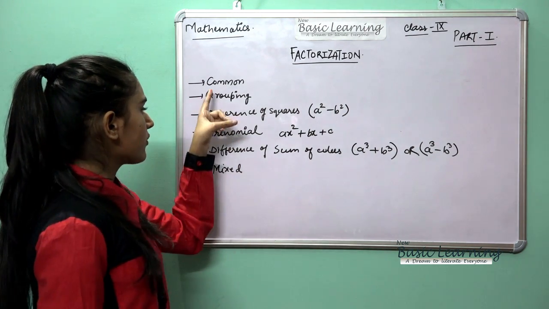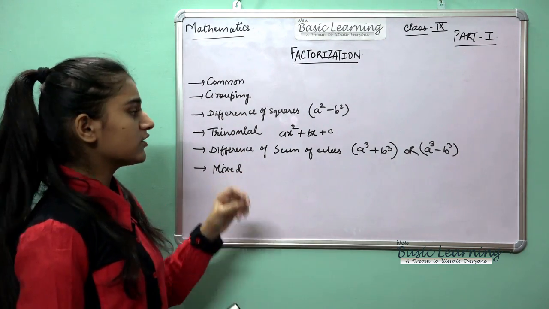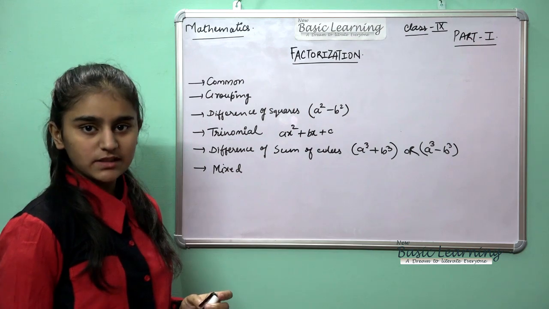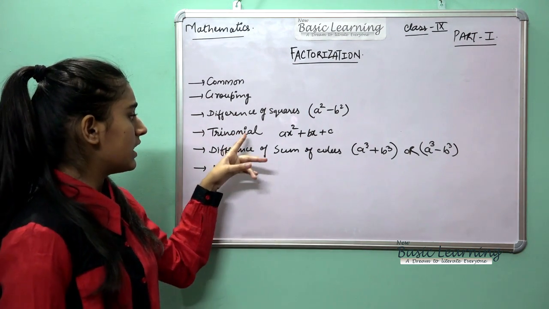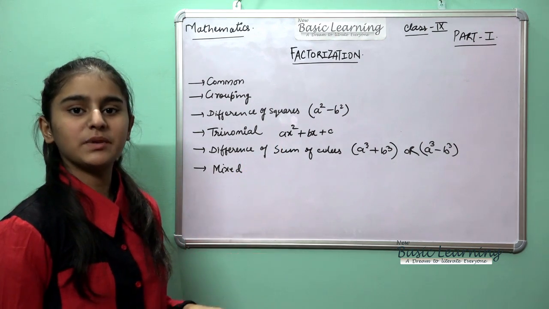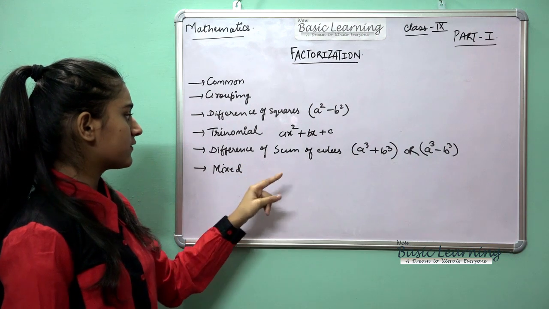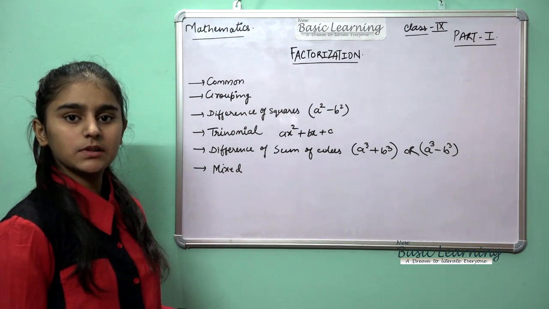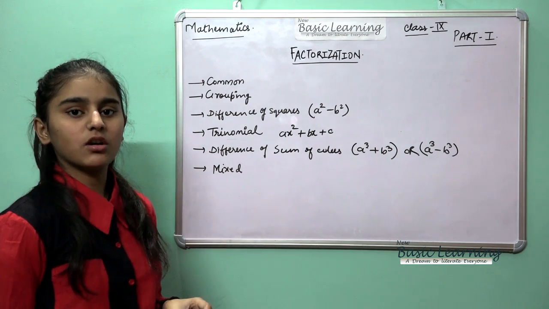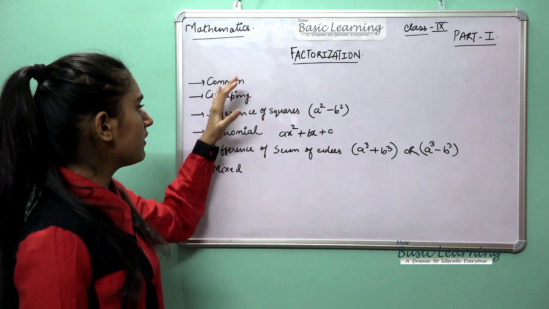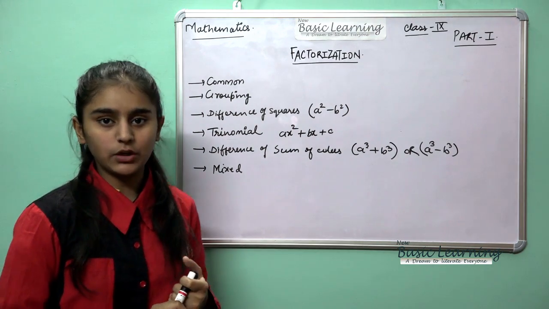First is common, second type is grouping, third is difference of squares, that is a square minus b square, fourth is trinomial, ax square plus bx plus c. Fifth is the sum or difference of cubes, that is a cube plus b cube or a cube minus b cube, and the last one is mixed or miscellaneous. So first we will do the common part.